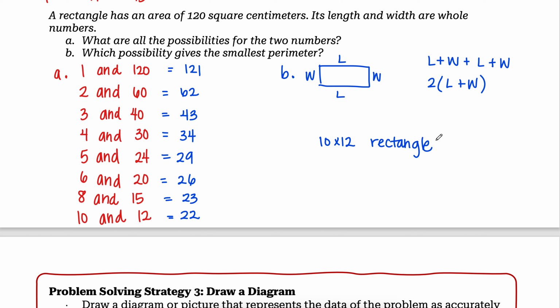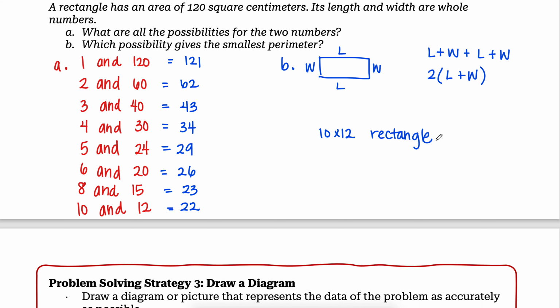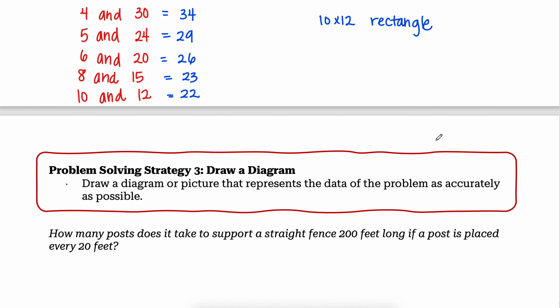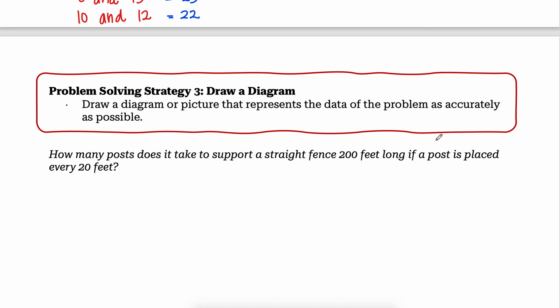Now, in that case, I did draw a picture of the rectangle. I don't know that you necessarily needed the picture in order to solve that one. Some problems, and we'll get to this last example here, a picture is almost necessary. And I'll explain why when we look at this one. It says, how many posts does it take to support a straight fence 200 feet long if a post is placed every 20 feet?